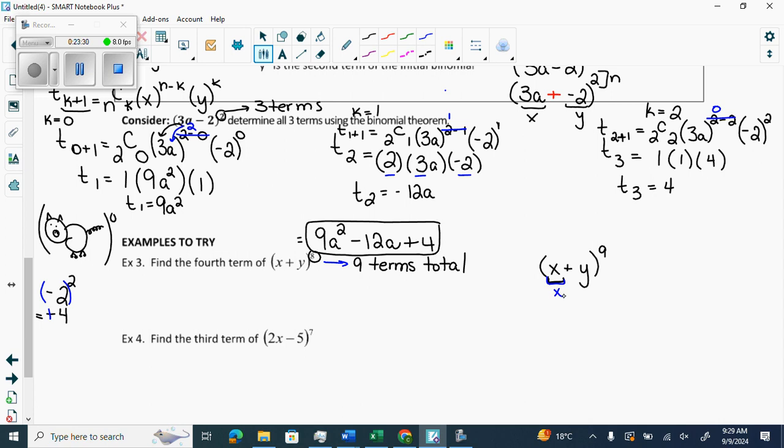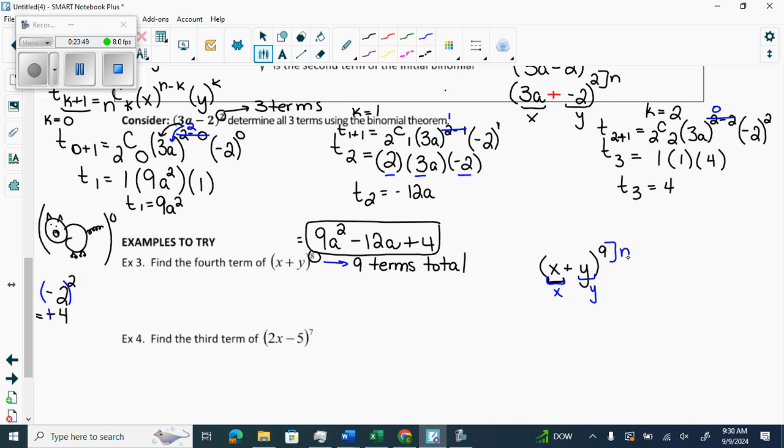So x is x, y is actually y, which is nice, and n is 9. Those never change. Never, ever, ever change. Doesn't matter if I ask you for the fourth term, fifth term, ninth term, first term, right? X, y, and n do not change. They are what the binomial is. What's the only thing that is changing every term?